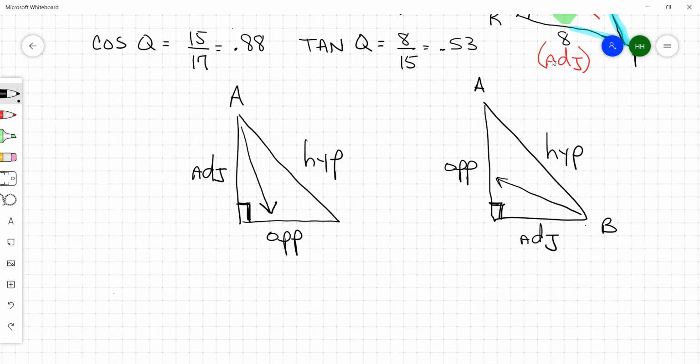Okay, so that's how you write sine, cosine, and tangent ratios. And now we are going to use those ratios.